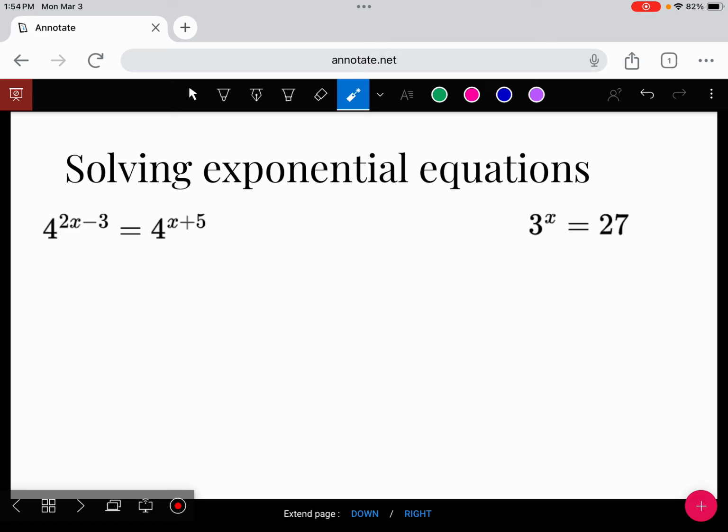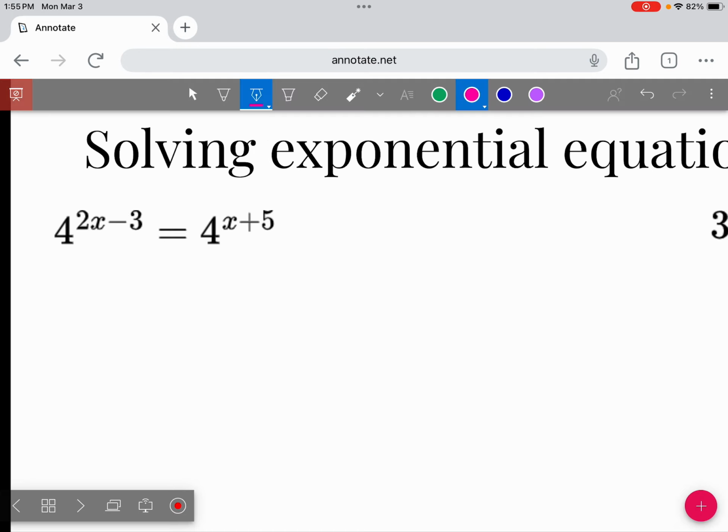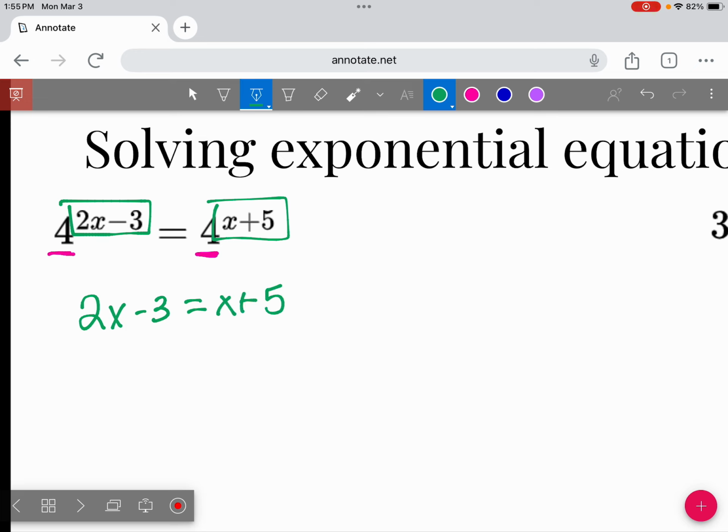So here we have 4 to the 2x minus 3 equals 4 to the x plus 5. I want to know when these two statements are equal to each other. I want to know what x makes these equal. Again, my bases are the same. So in order for these two things to be the same, these two exponents have to be the same. So our 2x minus 3 has to equal x plus 5 for these two expressions to be the same thing. So we have to set them equal to each other. Where can I go from here?